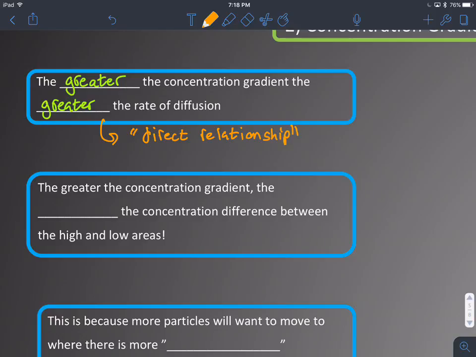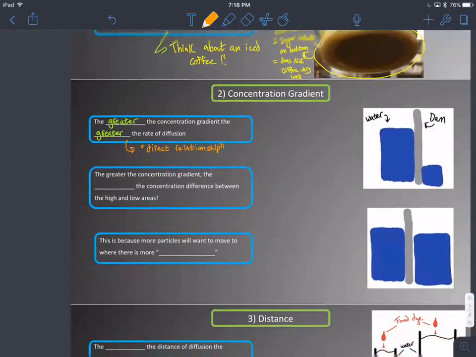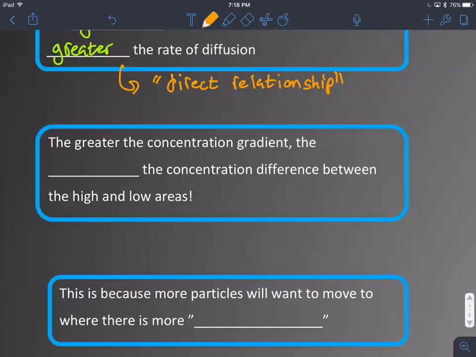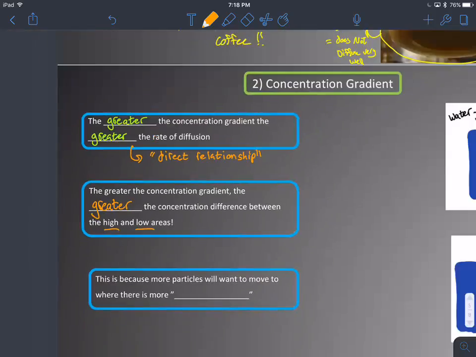And this is because, very similarly to temperature, when the concentration gradient is higher, the rate of diffusion is also higher. Okay, so I think our next question is going to be what makes a concentration gradient greater, right? Well, the way that we're going to define this is that the greater the concentration gradient, the greater the difference between the high and low areas.